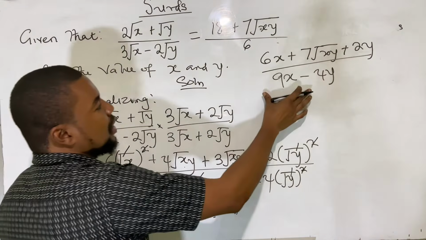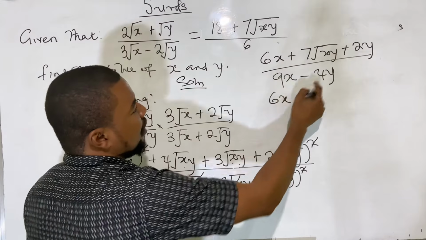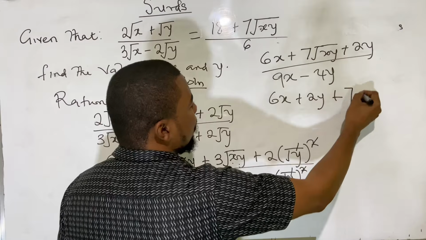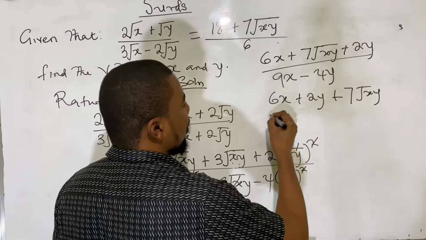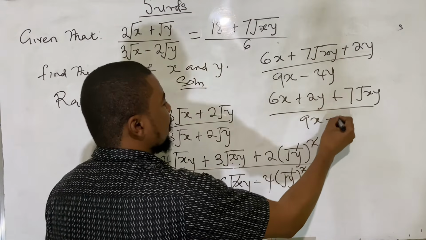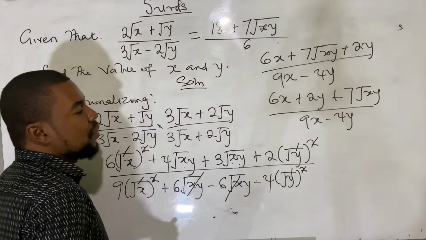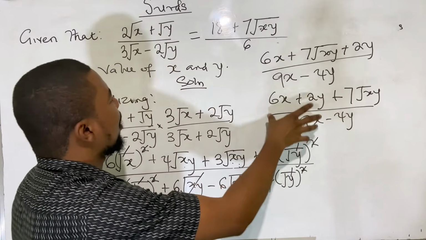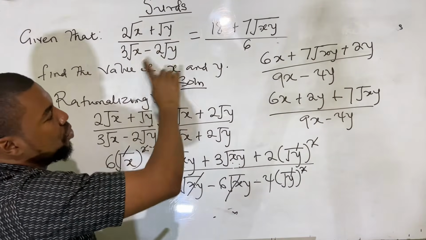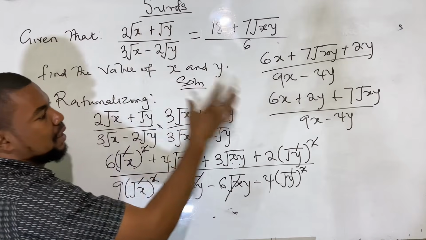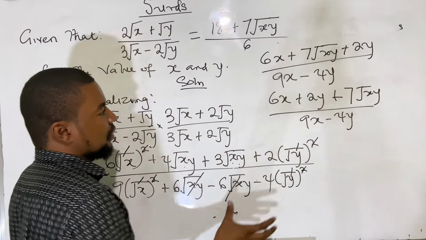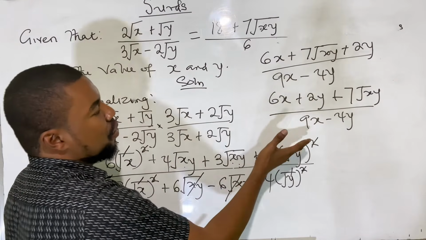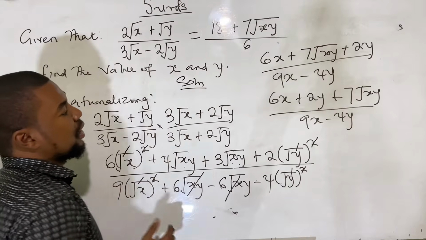Okay, so let me just rearrange them. So we have 6x. I'm going to take the 2y, so we have plus 2y. Then lastly, plus 7 square root of xy over 9x minus 4y. So this is the rationalized version. This one here is the rationalized version of this. The original one we started with has been rationalized, and this is what we've gotten. Now, having rationalized this, you can see that there is no square root underneath. We can now compare it or equate them together to see what we're going to get.